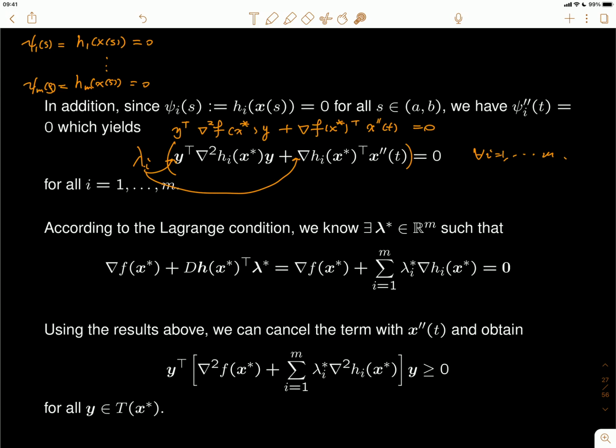we should have that for any y in the tangent space of x star, when we multiply y to the two sides of this matrix, which is the Hessian of f plus the Hessian of the h_i's using the lambda i star as the coefficients, it must be greater than or equal to 0. Apparently, if this one itself is non-negative definite, then this must be true for any y. But you don't really need that. This one doesn't have to be non-negative definite as long as when we multiply any y from this space, which is just a subspace of R^n, you can make this greater than or equal to 0. That'll be enough. So this one itself doesn't have to be non-negative definite. It just needs to be non-negative definite with respect to the y's in this space, the tangent space.